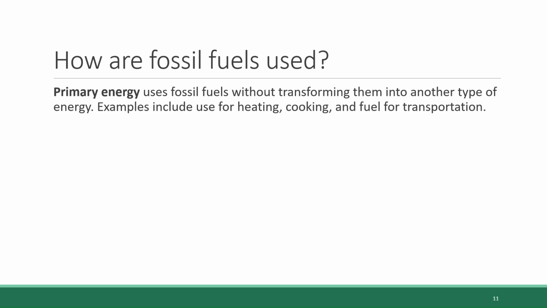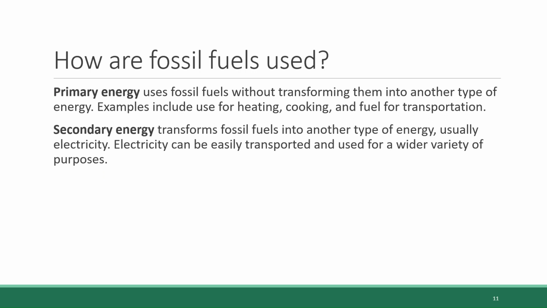As a primary energy source, fossil fuels are used directly in their current form without transforming them into another type of energy. So, burning coal for heating or cooking, or burning gasoline, which is an oil derivative, for transportation are all examples of primary energy usage. Fossil fuels can also be used to generate secondary energy, which is where the fuel is burned to create another type of energy. Usually, that other type of energy is electricity, which has the advantages of being easily transported over long distances and is usually useful for a wider variety of purposes.